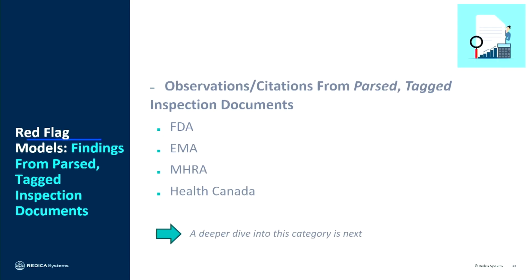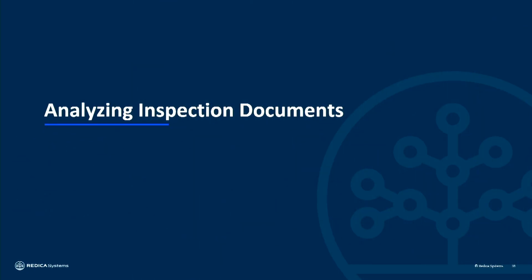So the eighth and final feed into the red flag models are observations and citations from parsed, tagged inspection documents. What does parsed mean? What does tagged mean? I'm going to explain that in just a moment. And as I mentioned, we have FDA, EMA, MHRA, and Health Canada. So we're going to take a deeper dive into this category, and I'm going to explain what those terms are.